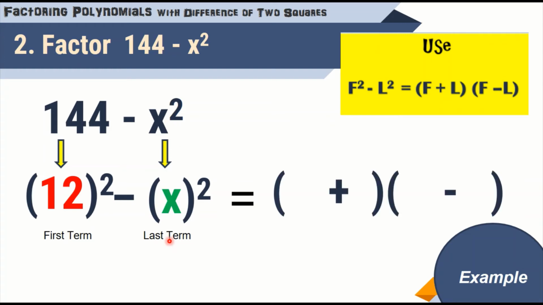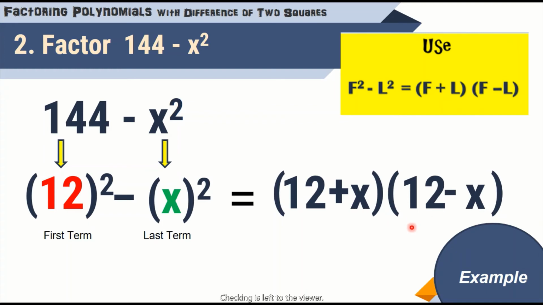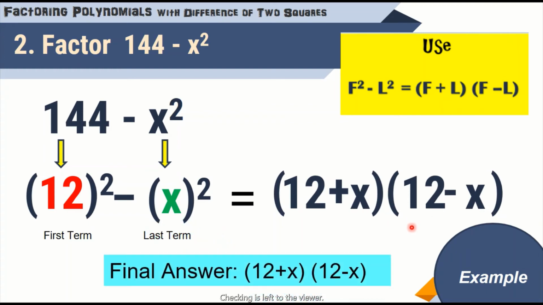Next, write two sets of open and close parentheses with plus and minus. Then copy down the first term that we have earlier, and then the last term which is x. Observe again if each term can be factored. In this case, hindi na kailangan. Therefore, the factors of 144 minus x squared are 12 plus x and 12 minus x. Or quantity 12 plus x times the quantity of 12 minus x.